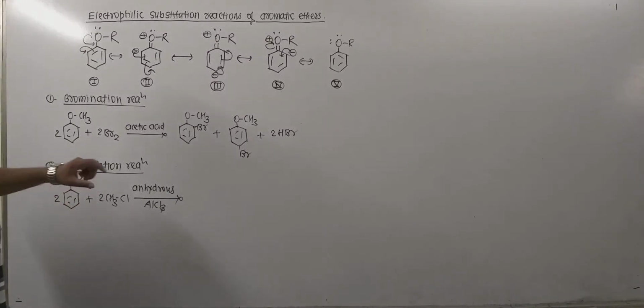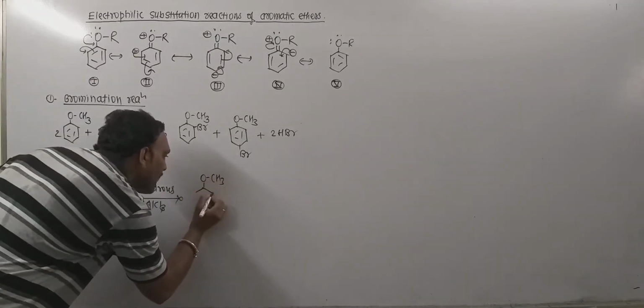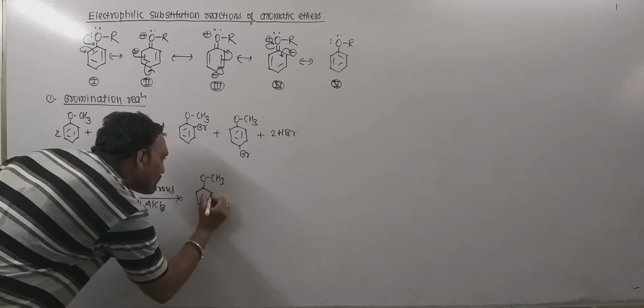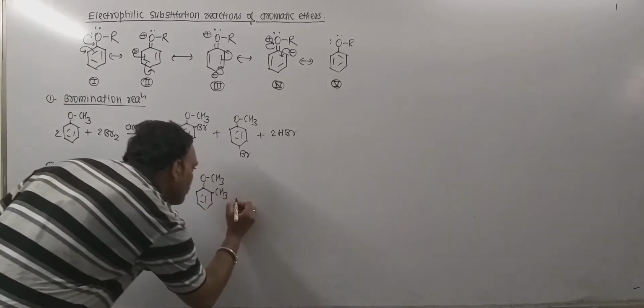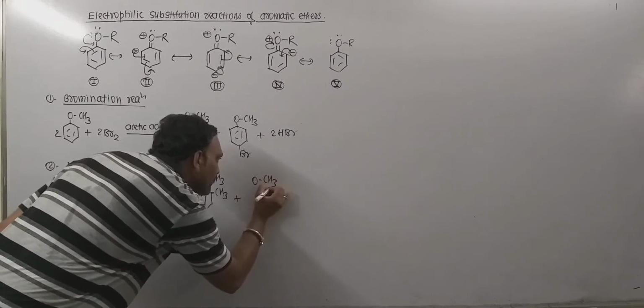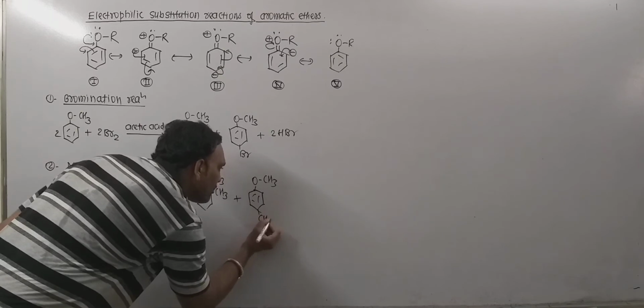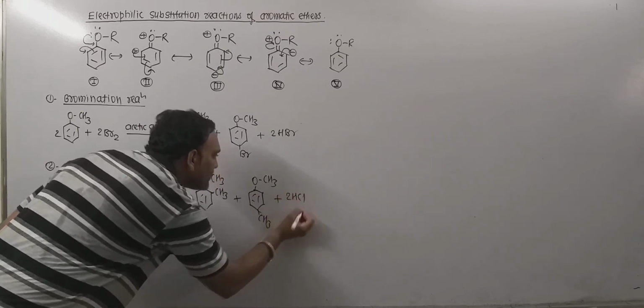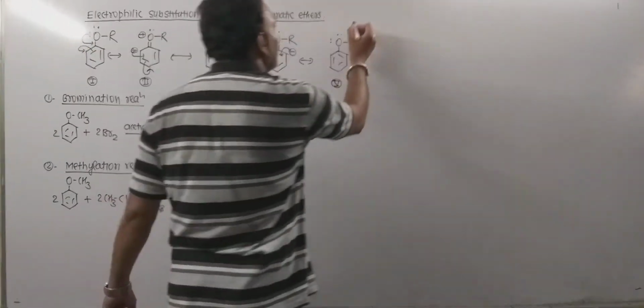So anisole reacts with methyl chloride in presence of anhydrous AlCl3 to give a mixture of ortho and para substituted products. So one of the products is 2-methoxytoluene and the other product is 4-methoxytoluene, with the departure of HCl, and 4-methoxytoluene has the major yield.